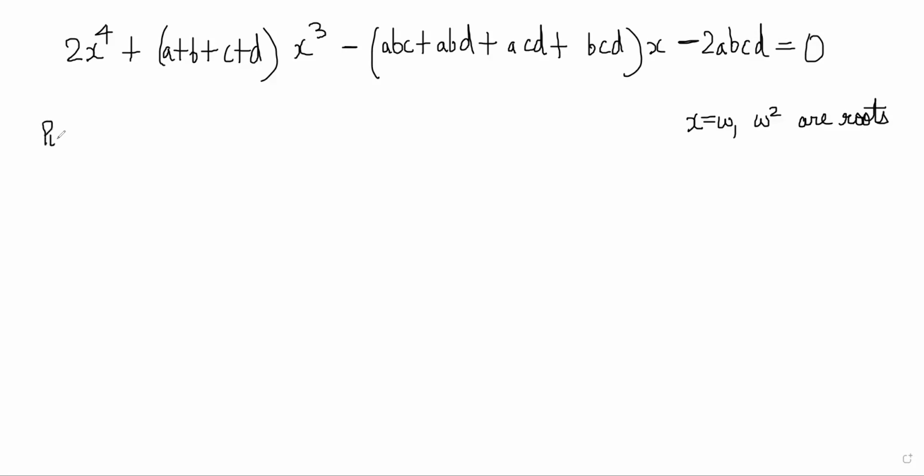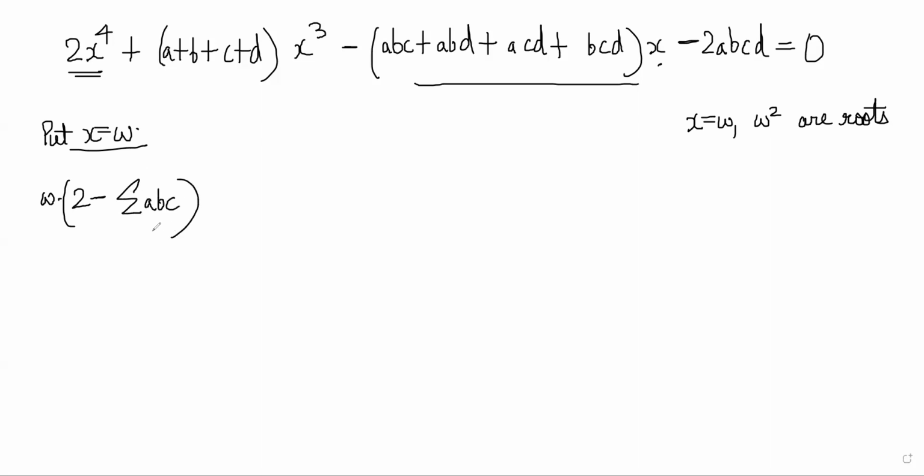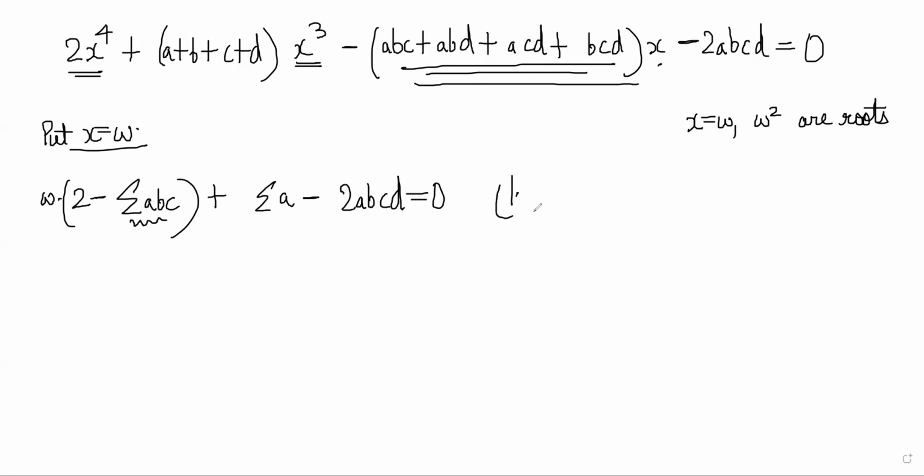So if I put x is equal to w here, what I end up getting is 2w power 4 is 2w minus... here also there is a w, right? So I can say that w is common: 2 minus summation abc. This summation abc represents the four sums here, so I'm just using shorthand summation for that. So w times 2 minus summation abc plus summation a, w cube became 1. So summation a minus 2abcd equal to 0. This is my first equation.